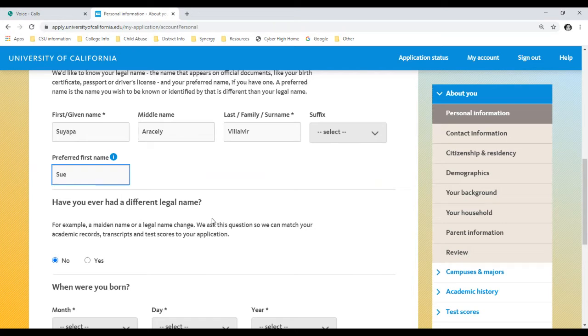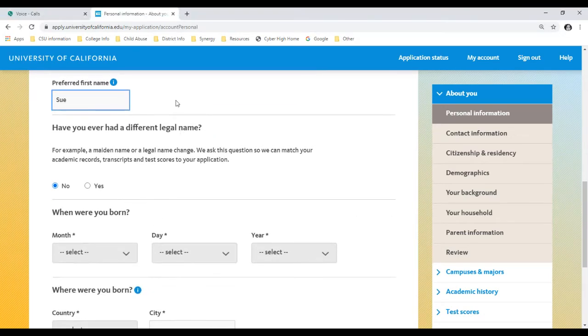Okay, so make sure you're doing this for you with your legal name and your preferred first name if you have one. And if you don't have one, you can leave it blank. Have you ever had a different legal name? So for you, most of you probably have never had other legal names. Some of you might not even know. This is a question that you might want to ask your parents if you've had a different legal name, but most people, I would say it's a no, okay?